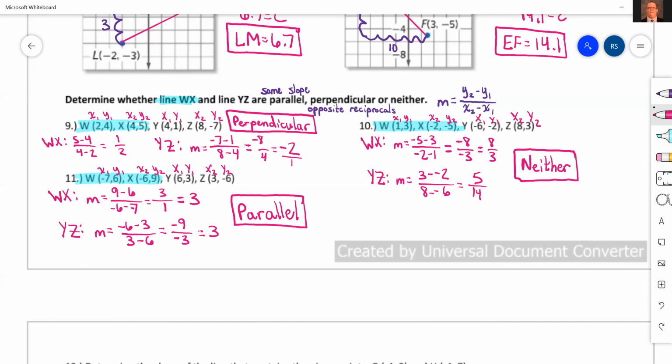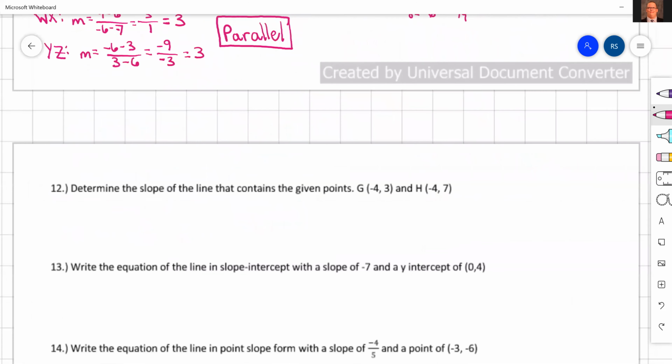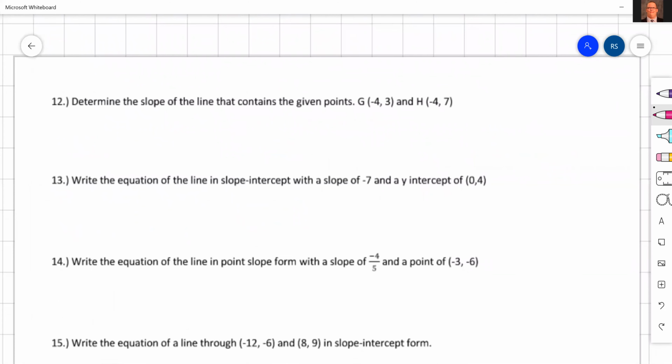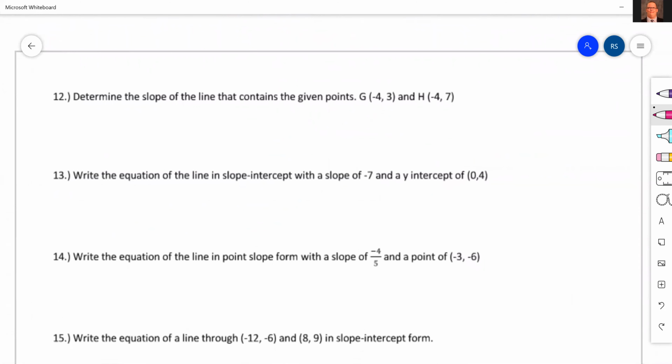Oh, that was just the front. So now let's flip over to the back. Twelve's asking us to do more slope. Oh, we've been doing slope the past 3 problems. So let's just keep doing slope. So label our points, X1, Y1, X2, Y2, and find the slope.